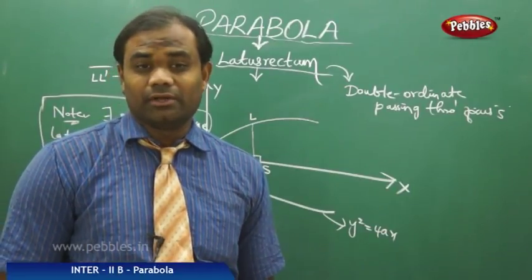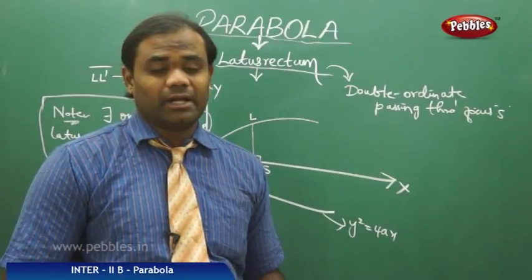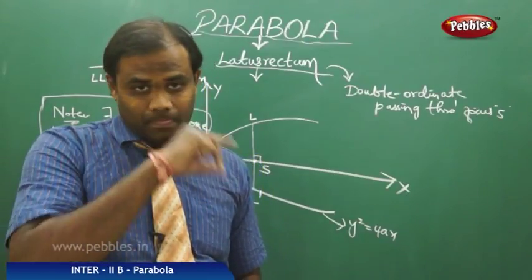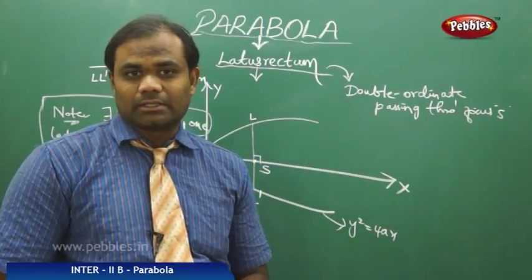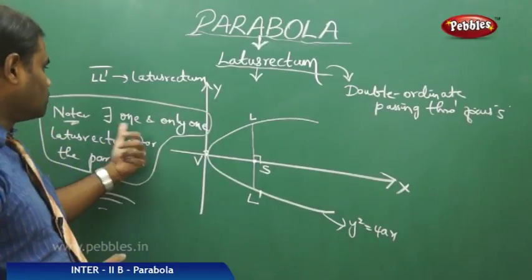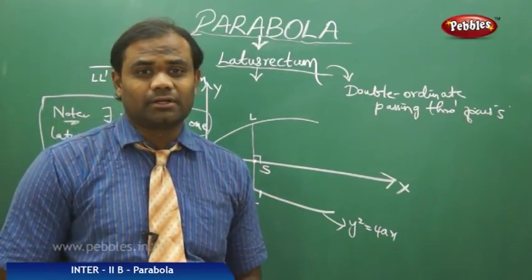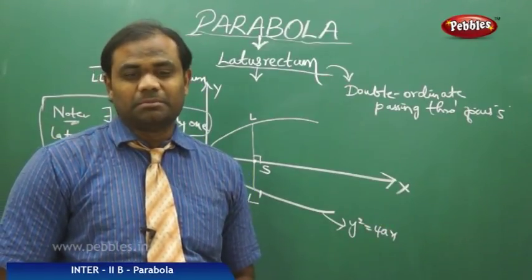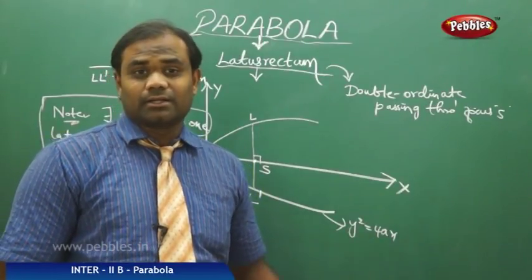Chords, there are infinitely many chords for the parabola, and focal chords, there are infinitely many focal chords. Double ordinates, there's one double ordinate for that one particular point P, and latus rectum, there's one and only one latus rectum for the parabola. That is how we understand the chords connected with the parabola. The four types being chord, focal chord, double ordinate, and the latus rectum.